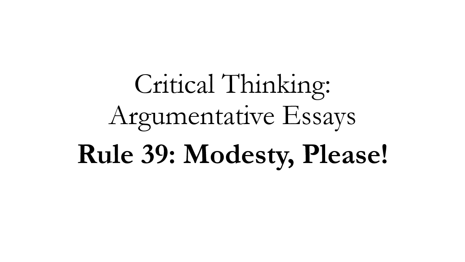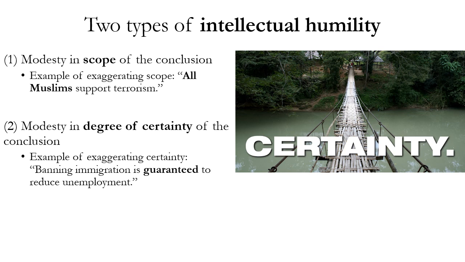Rule 39 is about having modesty in your argumentative essay. Here we're talking about intellectual modesty, what's often called intellectual humility. This means you're not being overly proud or arrogant in terms of your claims to knowledge or your claims to how much you've justified something. There's two main types of intellectual humility that are relevant to this.